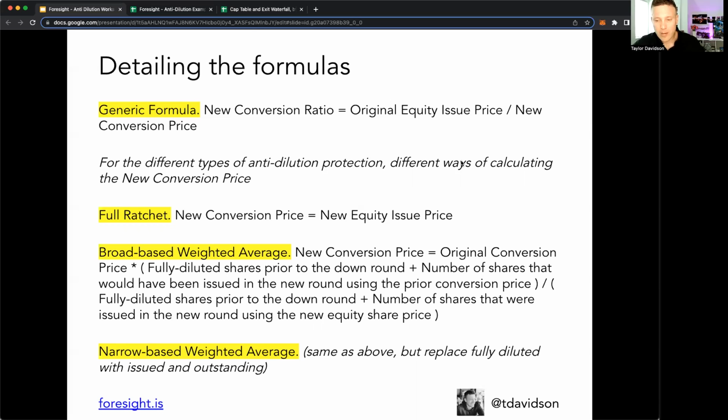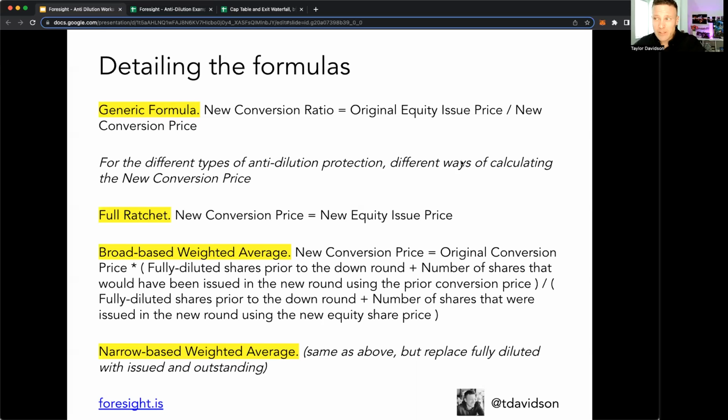But basically the way the mechanics work is you recalculate the new conversion price, and the new conversion price is part of how you calculate the conversion ratio. Now, there are a few different ways to calculate the new conversion price. We talked about full ratchet already, and in that scenario the new conversion price is pretty easy. It's just equal to the new equity issue price. So if you originally paid $1 per share and they're issuing new shares at 80 cents, it's just $1 divided by 80 cents. That gives you a new conversion ratio.